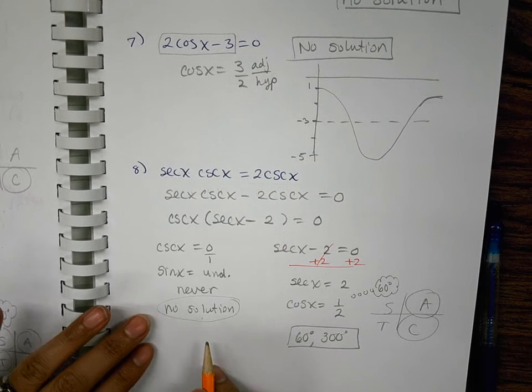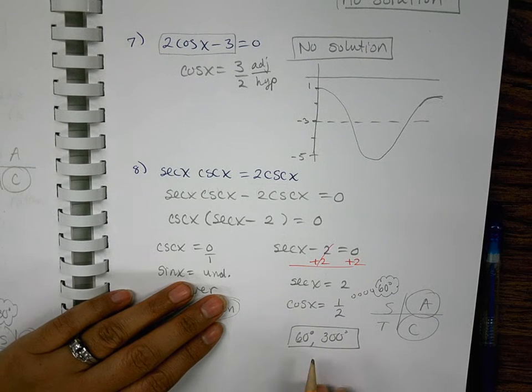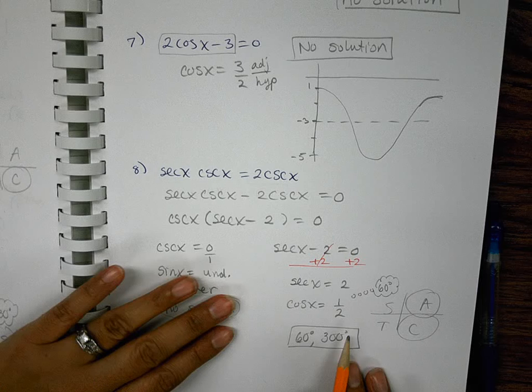Now, when you write your answer on the test, I don't need the no solution part. This is not necessary. This is what I would be looking for. You don't need to put 60, 300, no solution. This is all I would need. When I check your work, I would see your no solution section, and again, this is all that's needed.